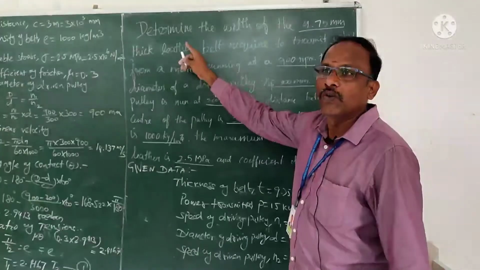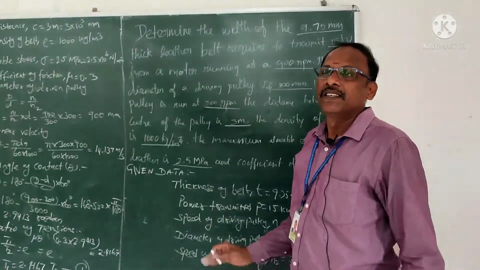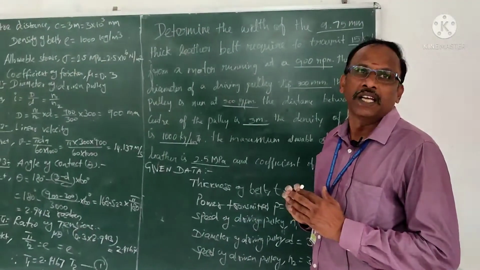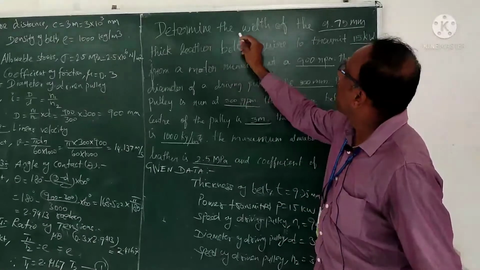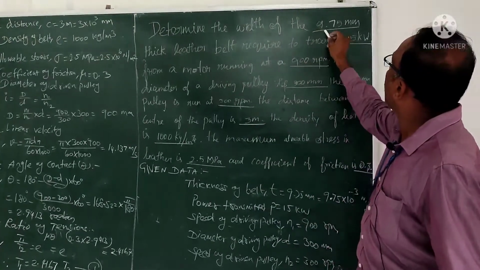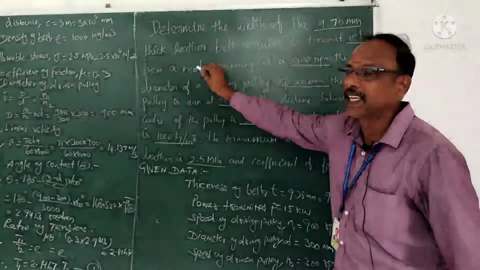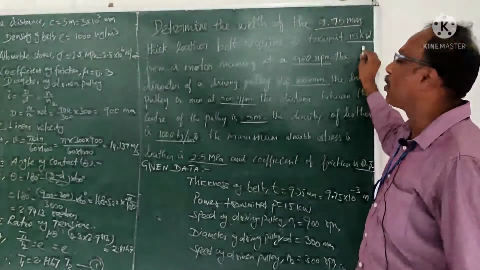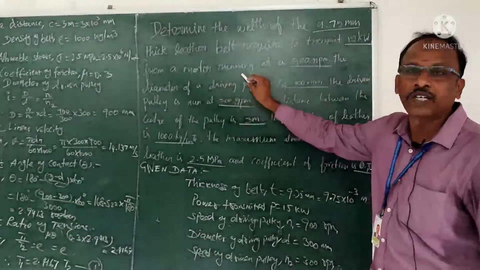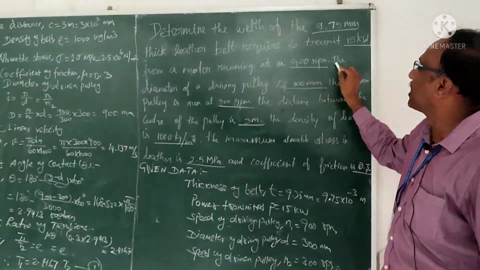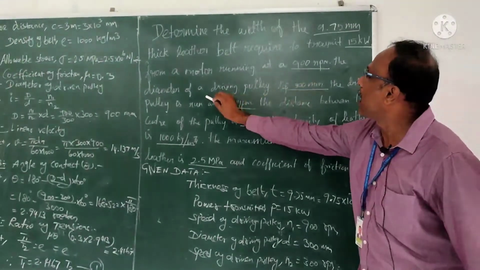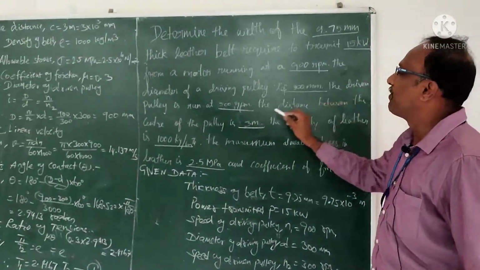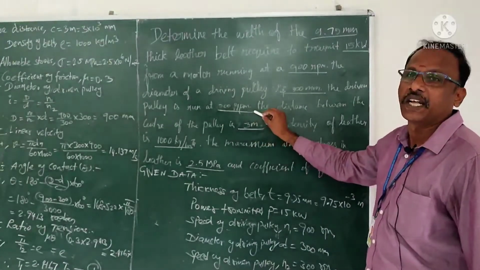We are going to solve one problem on design of flat belt drive using fundamental equations. Determine the width of the 9.75 mm thick leather belt required to transmit 15 kW from a motor running at 900 rpm. The diameter of the driving pulley is 300 millimeter. The driven pulley runs at 300 rpm.